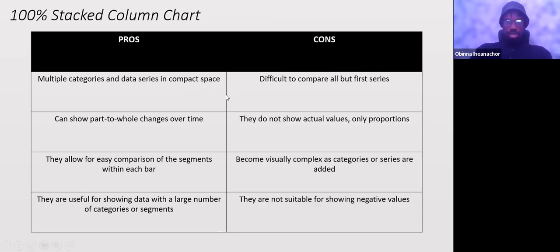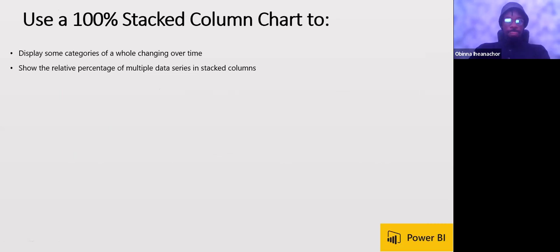And the cons: difficult to compare all of the first series. Also, it does not show actual values, only proportions. It can become visually complex as you add more categories or series, and is not suitable for showing negative values. So you use the 100% stack column charts when you're displaying categories that are changing over time, or you're showing the relative percentage of multiple values in stack columns.